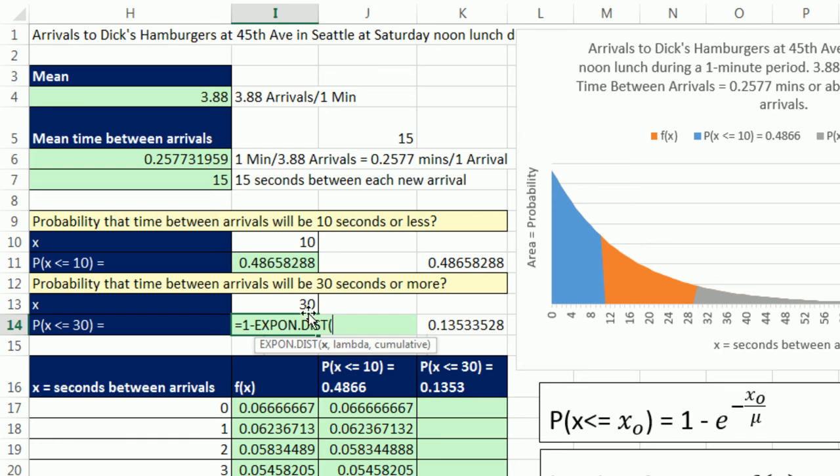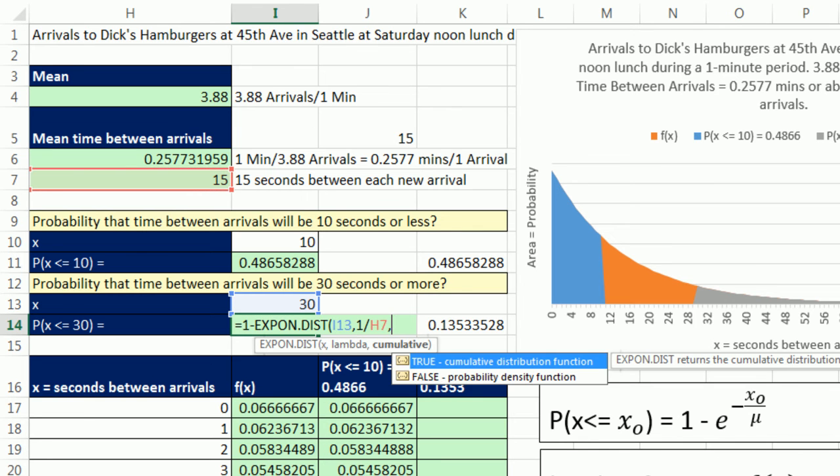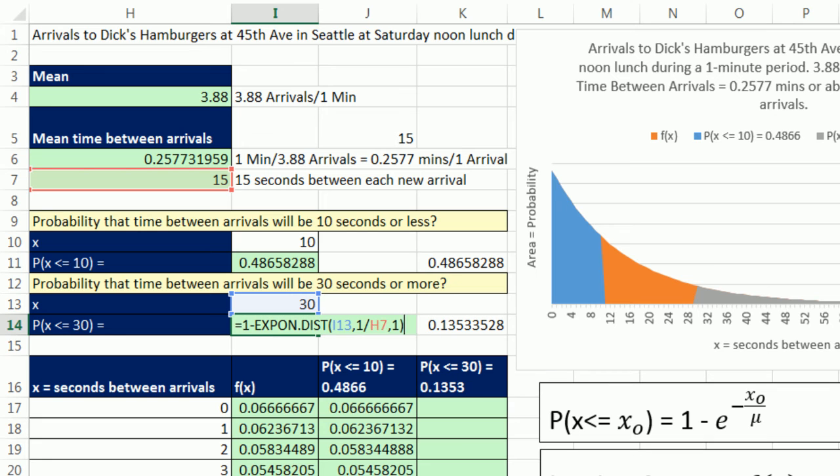If we do expon.dist, if we put in this x, that calculates everything from 0 up to our 30, right? And so that's why we say 1 minus this. Comma, our lambda is going to be 1 divided by our average time between arrivals. Comma 1 for cumulative, close parentheses, and Control Enter. There is the probability: 0.135 that the time between arrivals will be 30 seconds or more.